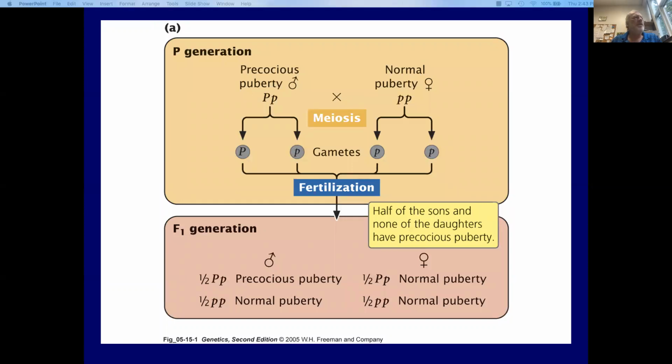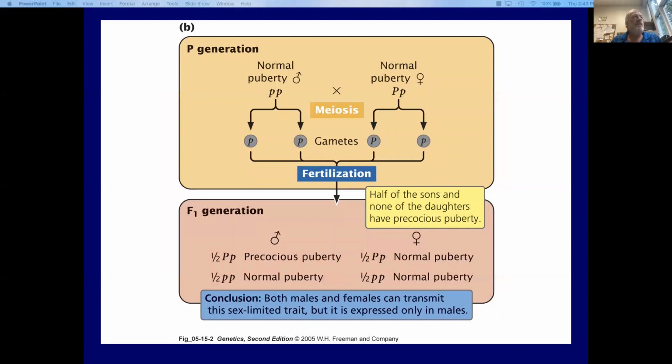Among precocious puberty in humans, here's a male that's heterozygous for precocious puberty, shown by the big P allele. Little p allele is normal, and he mates with a female who's little p little p, and so half their boys will have precocious puberty, those that have the big P allele, the other half will be normal, and the girls will be heterozygous and homozygous as well, but they will all have normal puberty.